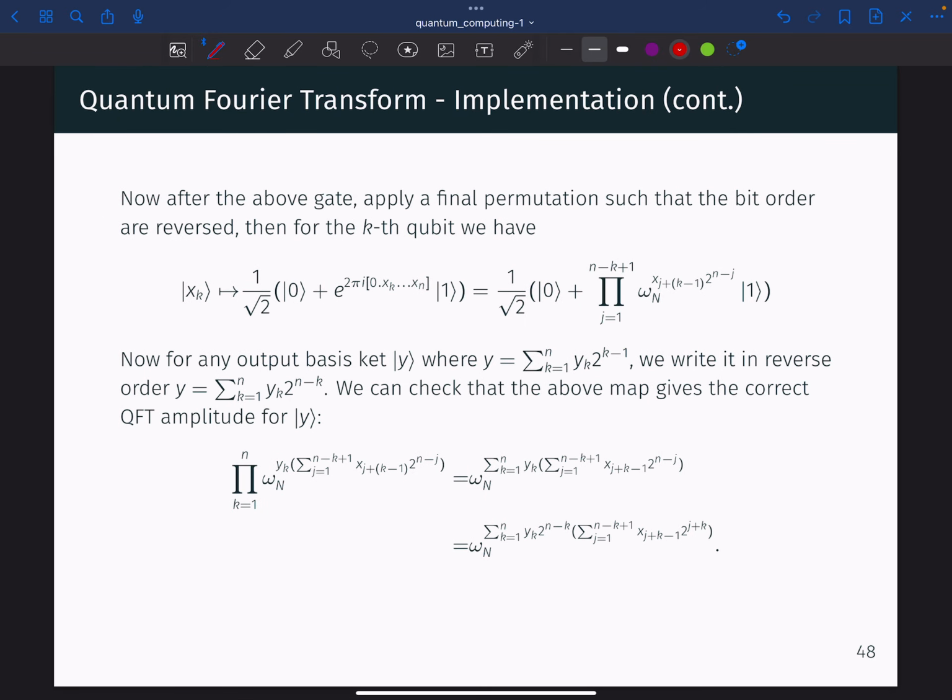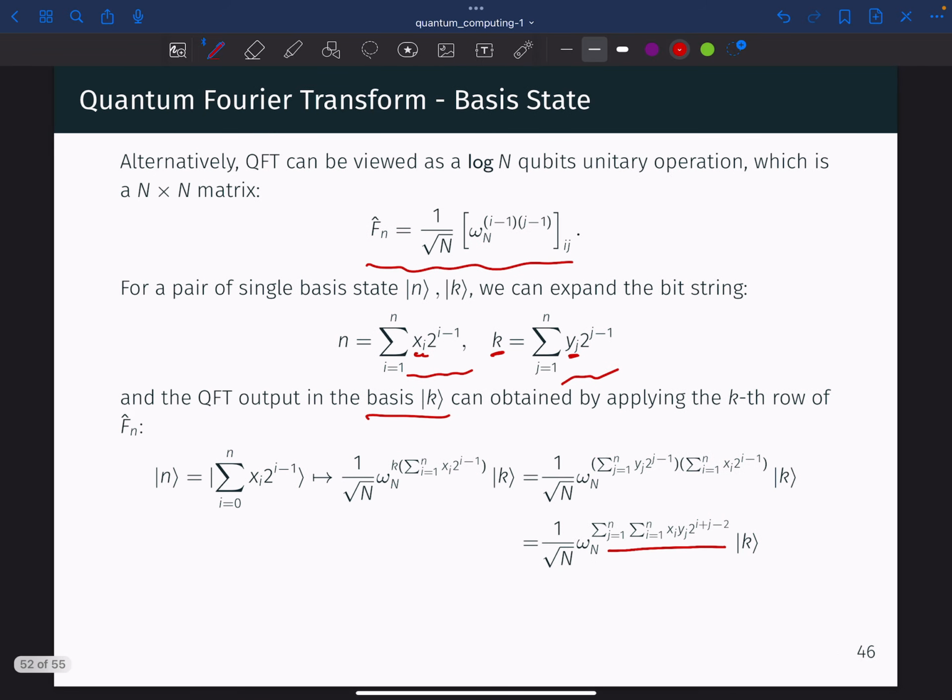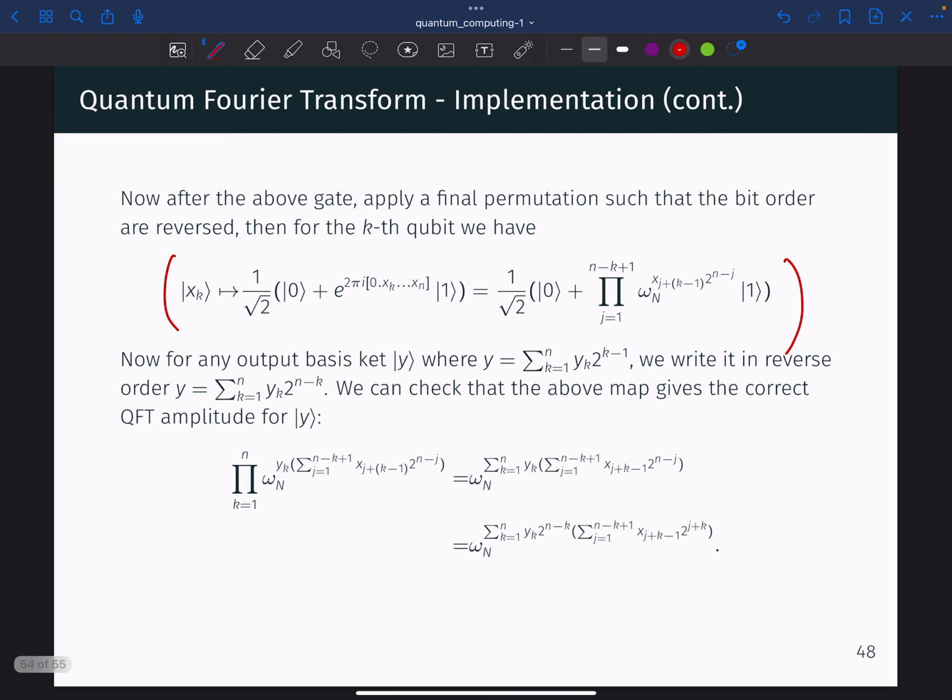So in the end, you apply a final permutation such that you swap the bit order into reverse. Okay. And so right now let's check the final map. We'll use this previous equation here to check that this is indeed correct. So first write out for the input bit what it will map to. So you will map to this equal superposition with this phase here.